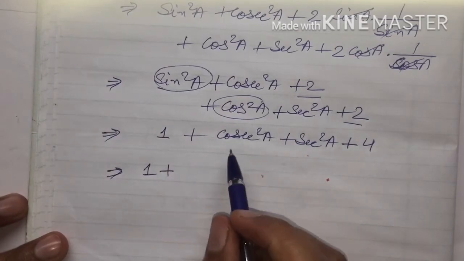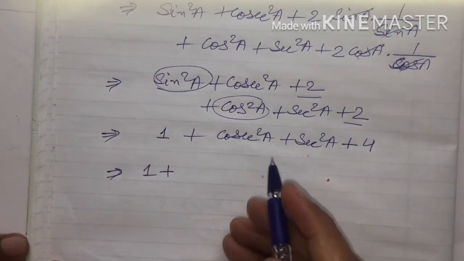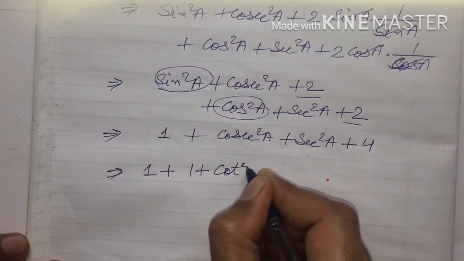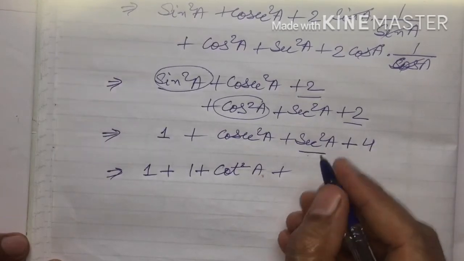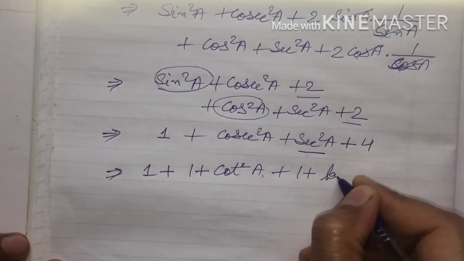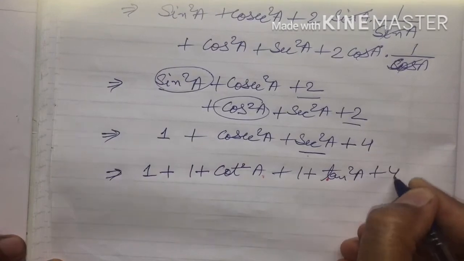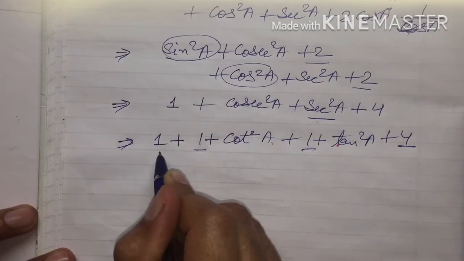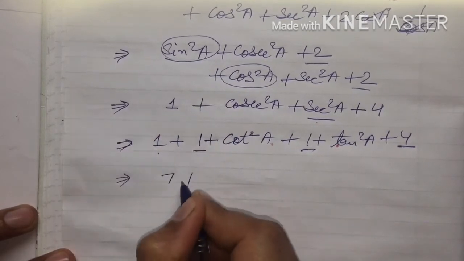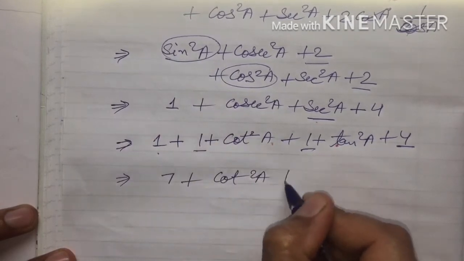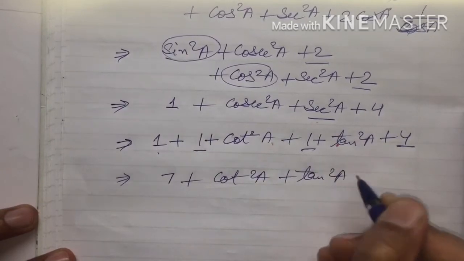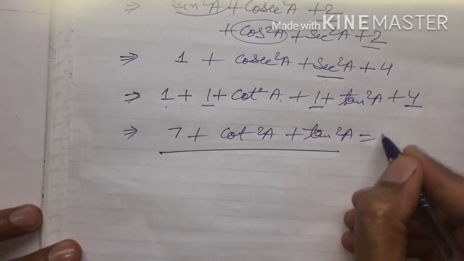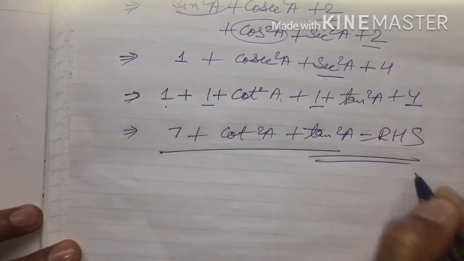1 plus, so what we can write down, cosecant square A according to our identity, we can write 1 plus cot square A, and secant square A we can write 1 plus tan square A, plus 4. So this is 4 plus 1 is 5, plus 1 is 6, and plus 1 is 7. So it will be 7 plus cot square A plus tan square A, and this is equal to our right hand side. So we can write down this is equal to our right hand side.